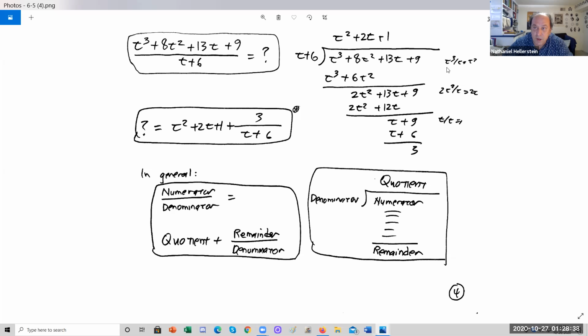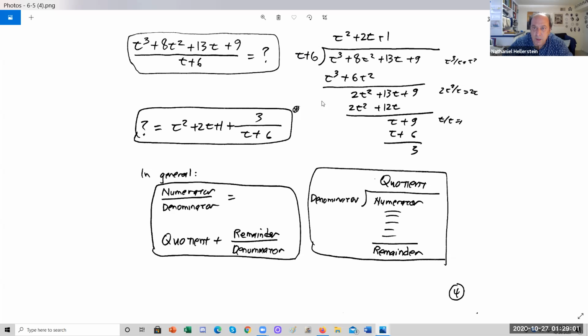T cubed over t is t squared. That's in the quotient. T squared times t plus 6 is t cubed plus 6t squared. Subtract, these cancel. 8 minus 6 is a 2. 2t squared plus 13t plus 9. Now look at leading terms. 2t squared divided by t is 2t. That goes into the quotient.